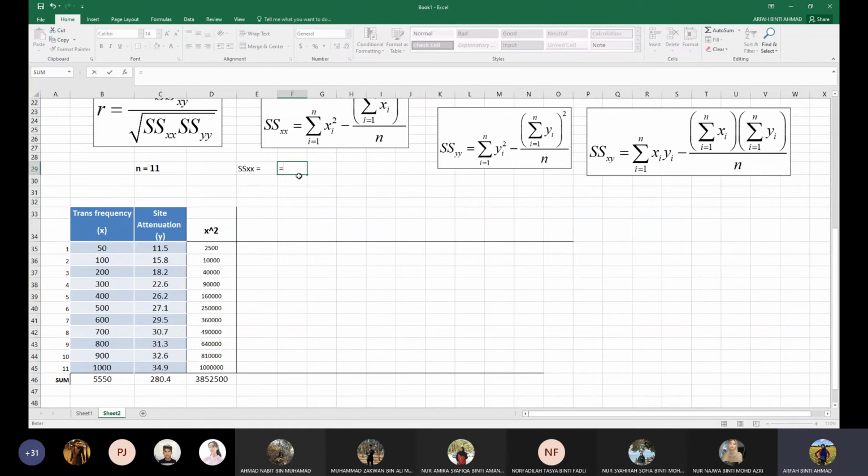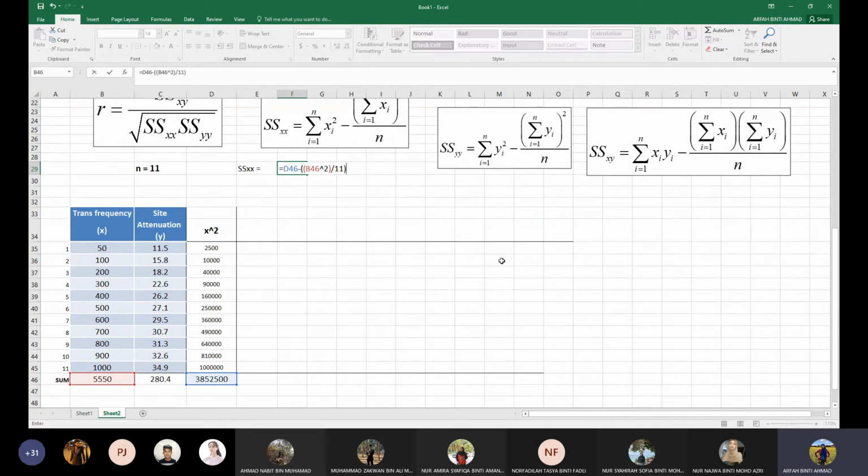So, SSXX equals the summation of Xi squared, that means this one: 3,852,500. Then minus, open double brackets, the summation of X squared, and then divided by N equals 11. So that is the formula.